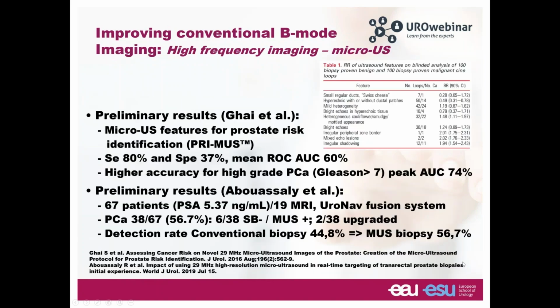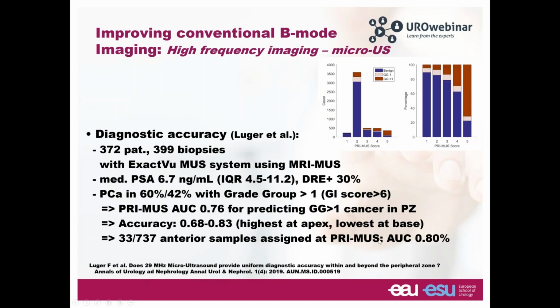contrast resolution. So basically, with the high frequency imaging, or micro ultrasound, you can see features that we couldn't see before, and basically a detection rate of prostate cancer up to 10% more than using micro ultrasound imaging. And this is really coming from all over the studies that have been published, despite the fact that this is quite a recent technique.